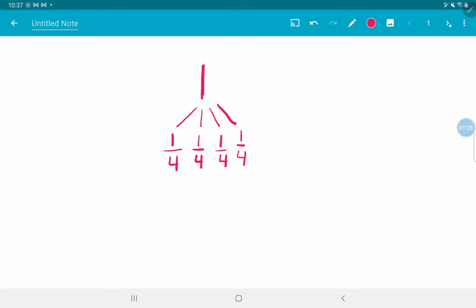I want you to write that as a sum of unit fractions. How would we write that as a sum of unit fractions? What would we do, Justice? Didn't you do like 1/4 plus 1/4? Yeah, exactly. We're just going to add all those 1/4s. 1/4 plus 1/4 plus 1/4 plus 1/4. And what does all that equal? 4/4 or 1 whole. We know those are the same amounts.